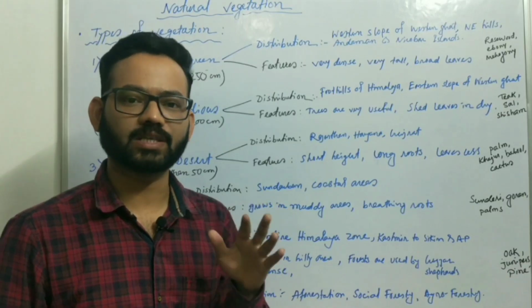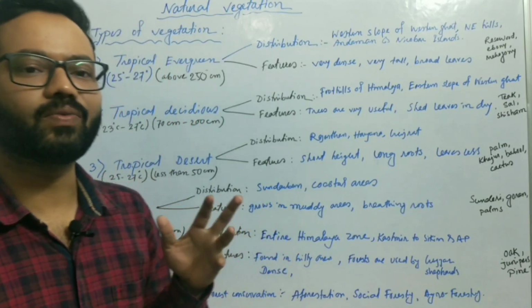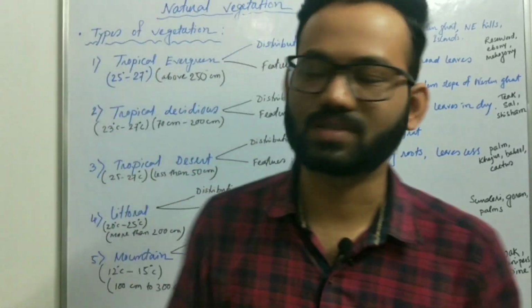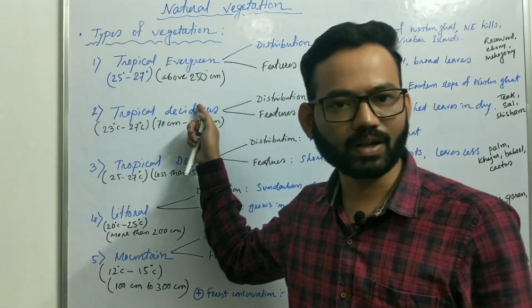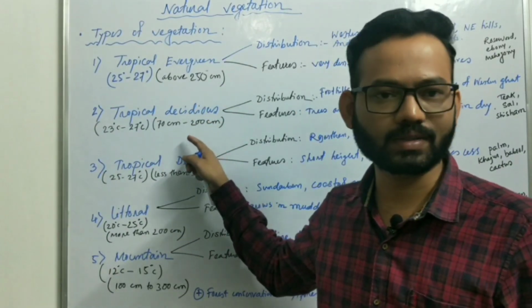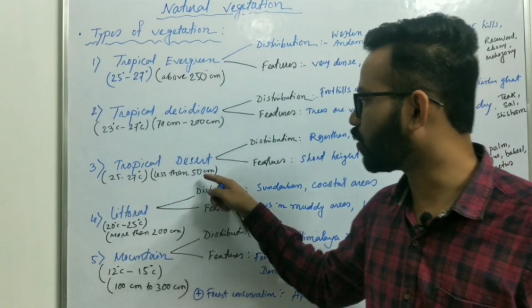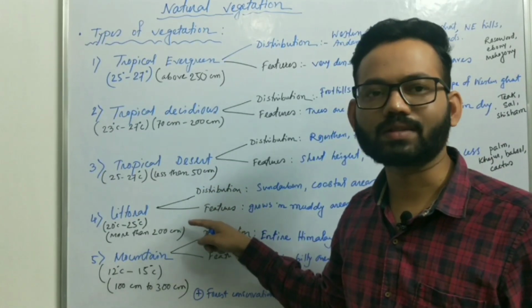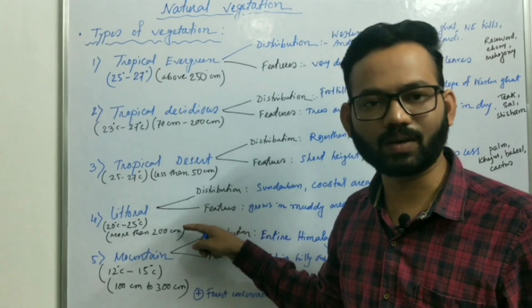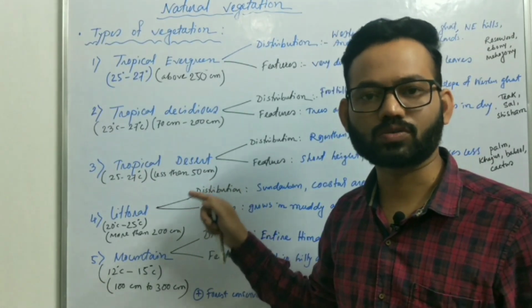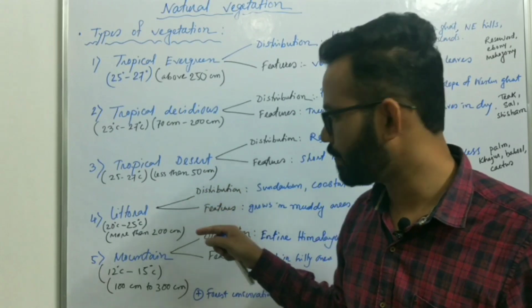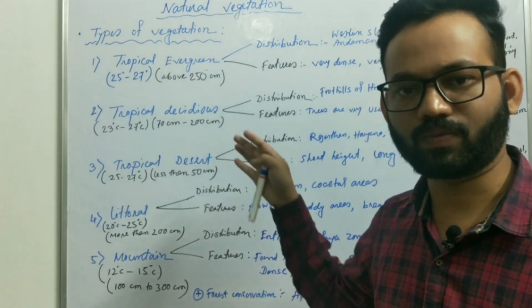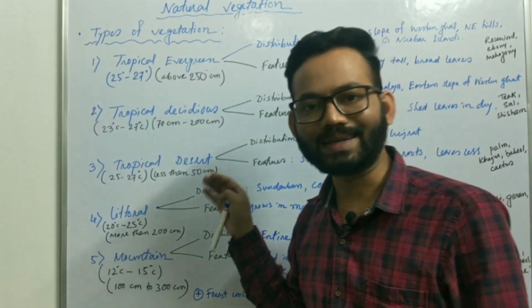What are the types of natural vegetation found in India? We can divide the types of vegetation into five parts. Number one, the tropical evergreen forest. Number two, the tropical deciduous forest. Number three, tropical desert forest. Number four, littoral forest, or we can say the mangrove forest or the tidal forest. Number five, the mountain forest. These are the five main types of natural vegetation found in India.